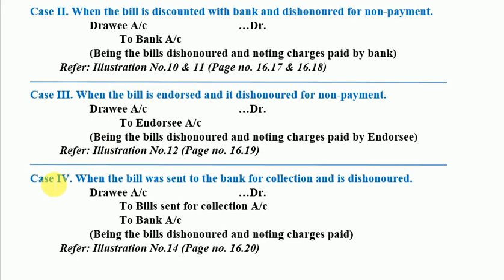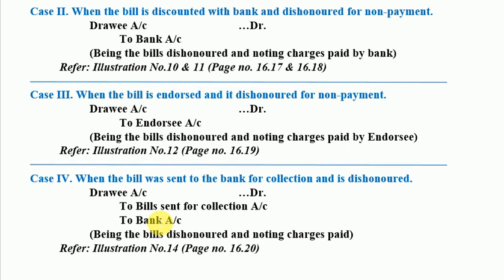Now we go with the last case, when the bill was previously sent to the bank for collection and it is dishonored for non-payment by the drawee. The entry goes: drawee account debit, to bills sent for collection account, to bank account. Now children, remember, whenever bills are sent for collection, the bank is only an agent of the drawer. The bank is not the holder of the bill. The holder is still the drawer. So we will debit the drawee because the drawee is again the debtor when it gets dishonored. Bills sent for collection account was previously debited, so to cancel it, we will credit bills sent for collection account, and bank account will be credited with the amount of noting charges paid.